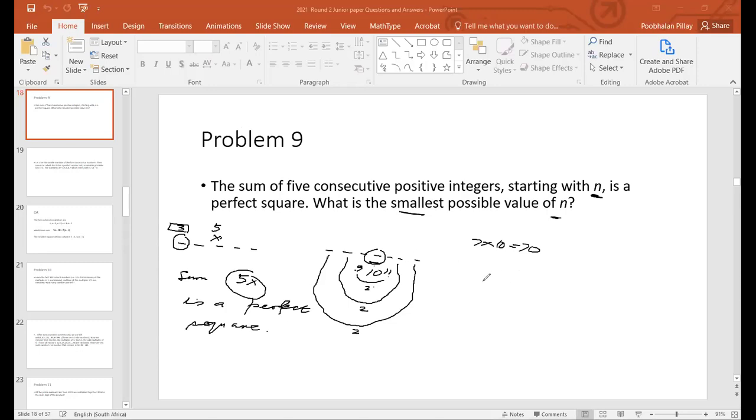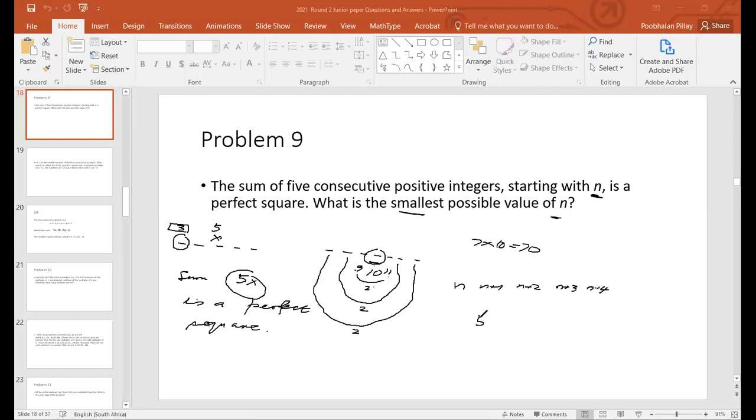But if you didn't do it like that, then you'd say, okay, I'm starting with n. They're consecutive numbers, so we can write them down: n plus 1, n plus 2, n plus 3, n plus 4, and that's it. Those are 5 consecutive numbers. Now I'm adding all of these, so let's add them up.